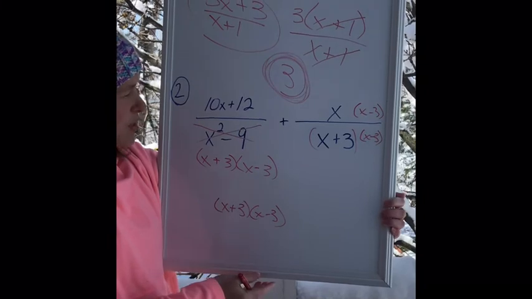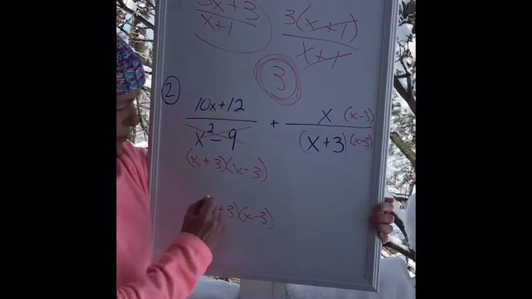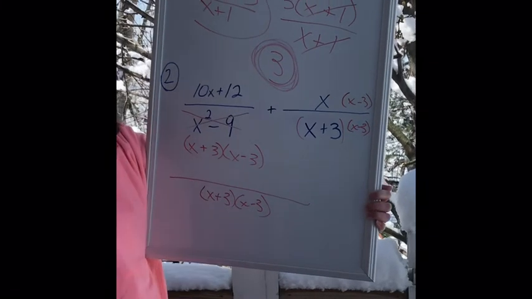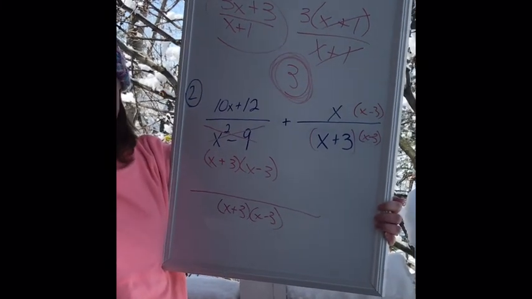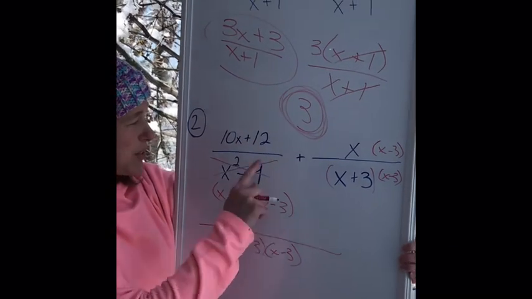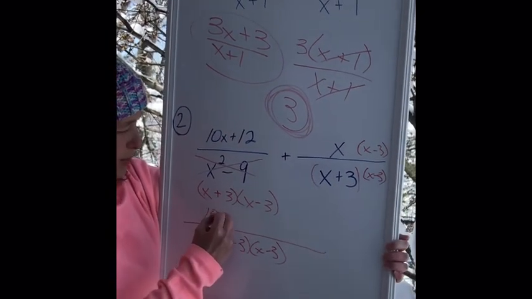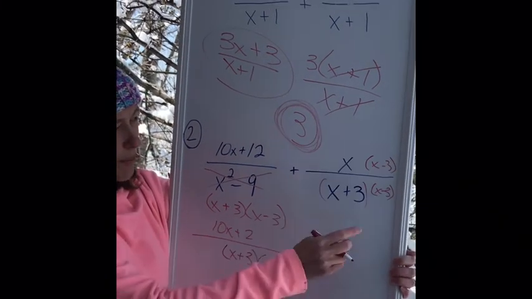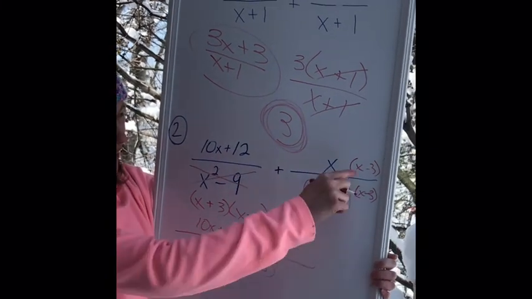And I'm going to put this whole thing over x plus 3, x minus 3, just like that whole thing was over 12. So what I'm going to do is write this 10x plus 12. And over here, I'm multiplying by the x minus 3.